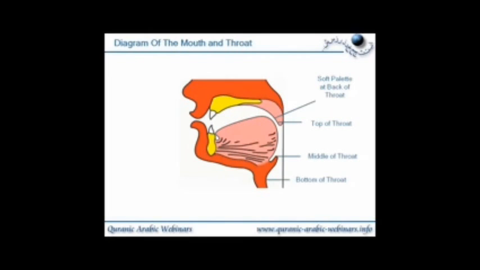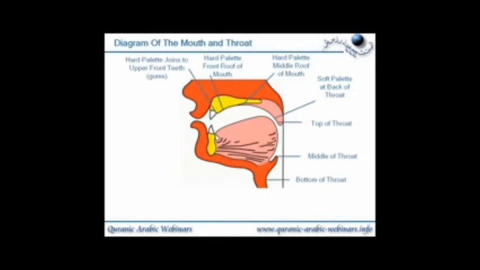We have the soft palate at the back of the throat, so that's a very soft part of the top back of your mouth, known as the soft palate. You have a hard palate, which is all the way from the middle of the top of your mouth all the way towards the front of the mouth. So you have the hard palate in the middle of the mouth, known as the roof of the mouth. We have the hard palate at the front portion of the roof of the mouth as well.